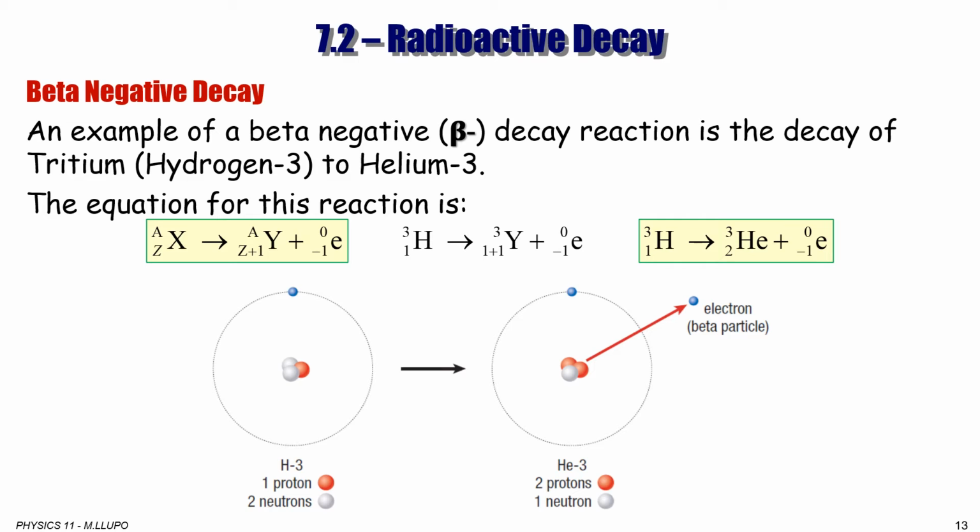So here's a diagram. In hydrogen-3 we have 2 neutrons and 1 proton, and one of those neutrons becomes a proton, emitting an electron and forming helium that has 2 protons. So the identity of that element is changed because the number of protons changes.